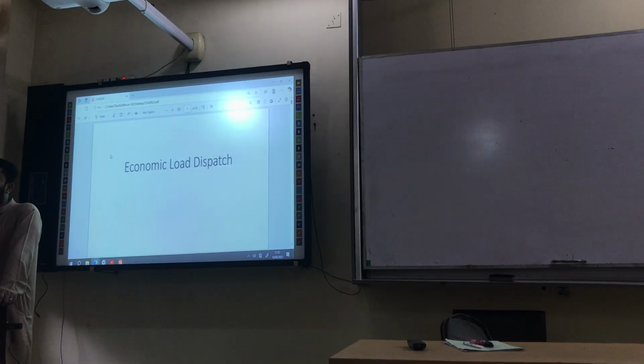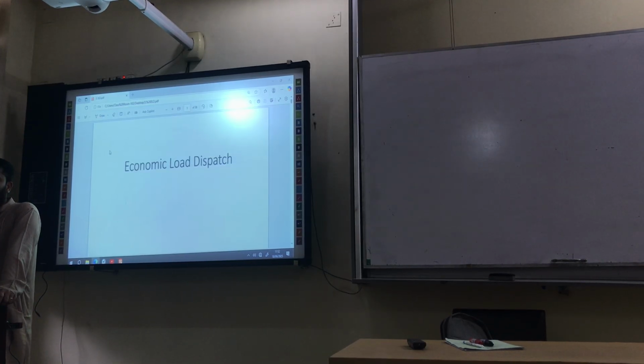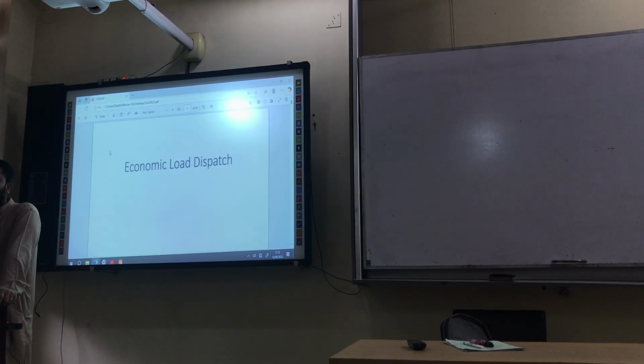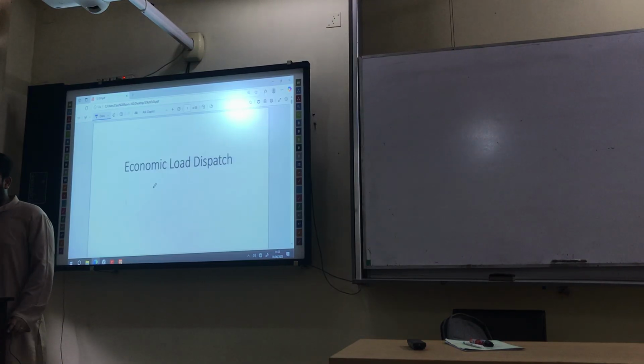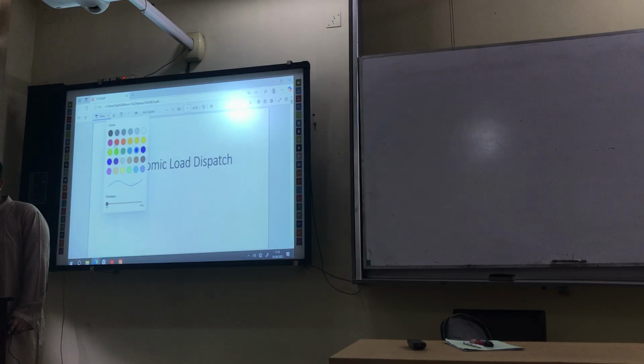Swing equation, right? We calculated the slide of the swing equation, and also showed you some mathematical problems that can come from the swing equation. Now, from today, we will start a new topic that is called economic load dispatch. Shortly, it is called ELD.